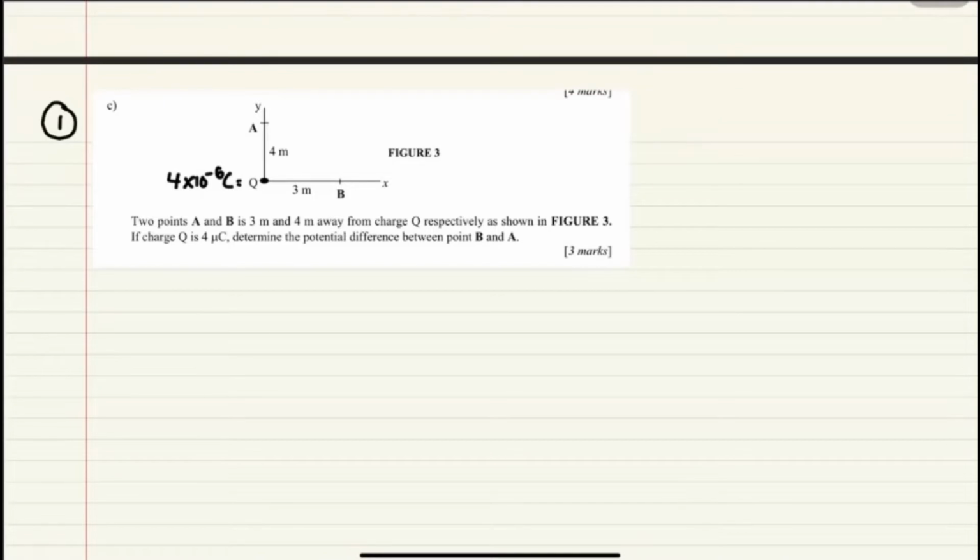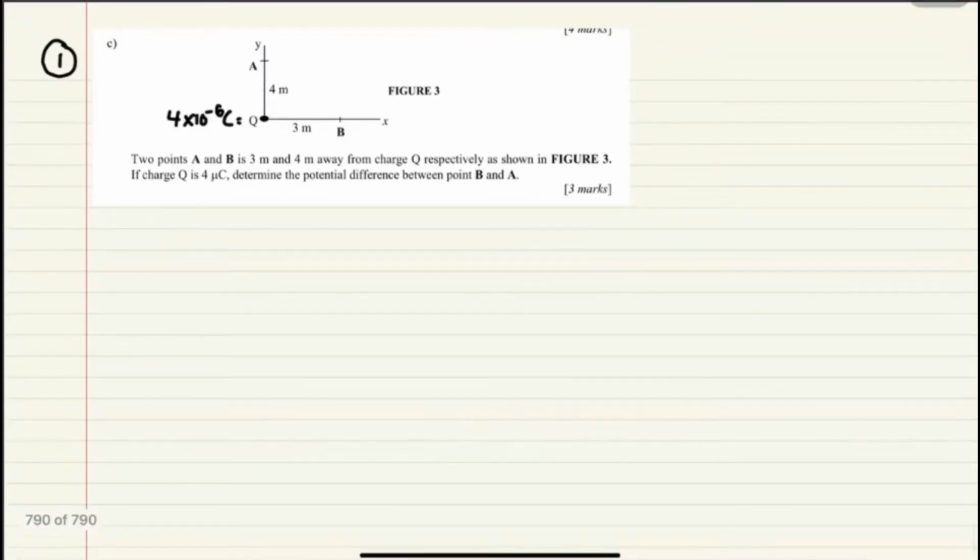So logically, if you want to find potential difference, basically you want to find delta V. If it is VBA, then you will have VB minus VA. So in this case, they just want to find the difference. It doesn't really matter which one minus which one. So if you get a negative, it should be okay as well, and the answer is correct as well. If you do VA minus VB, the answer is correct.